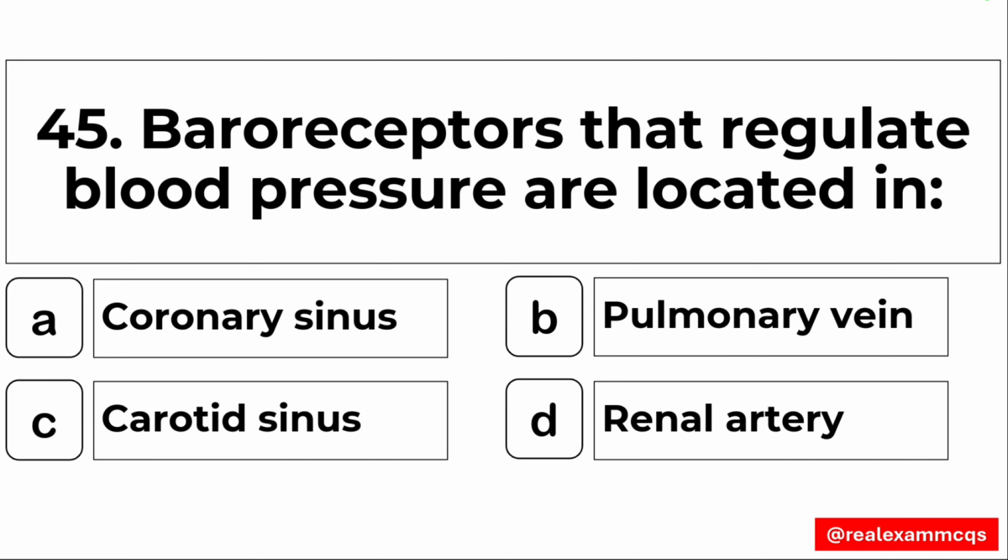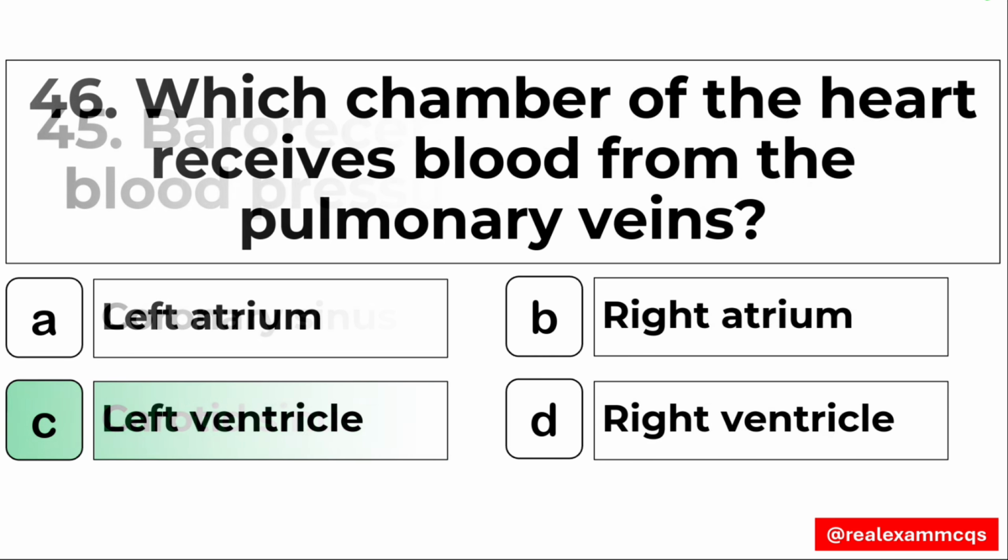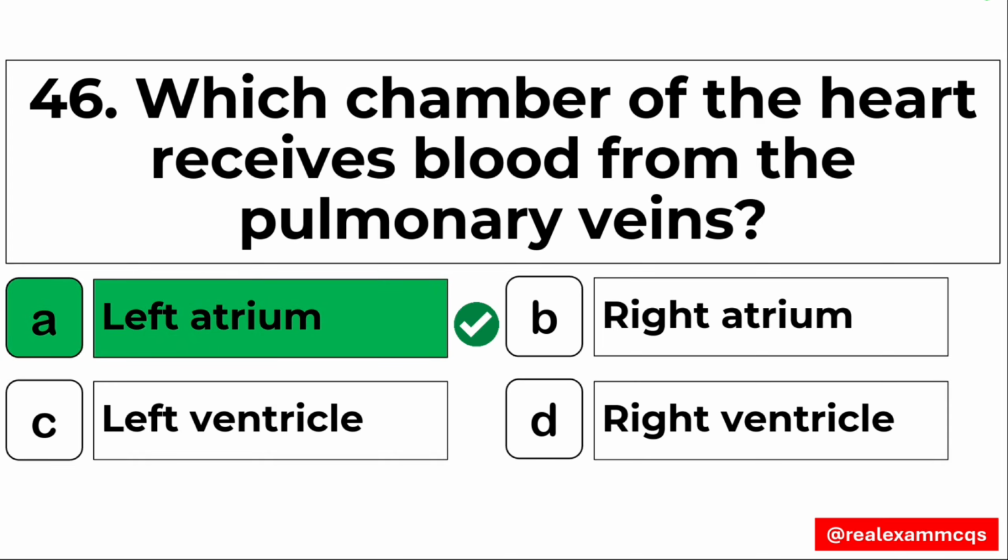45. Baroreceptors that regulate blood pressure are located in the. Option C, carotid sinus. Option C is the right answer. 46. Which chamber of the heart receives blood from the pulmonary veins? The left atrium. Option A is the right answer.